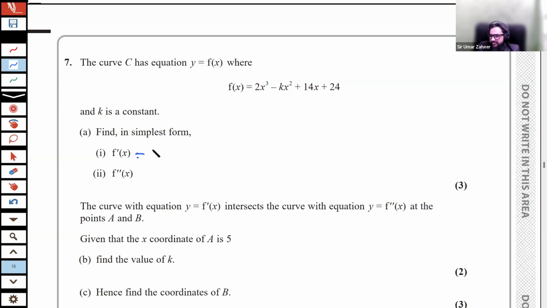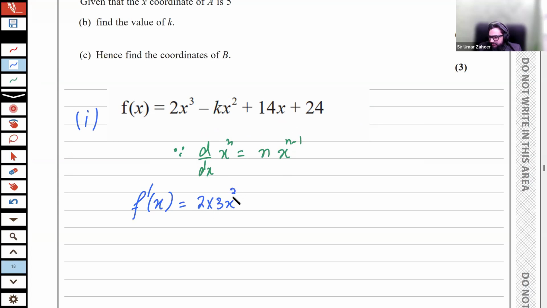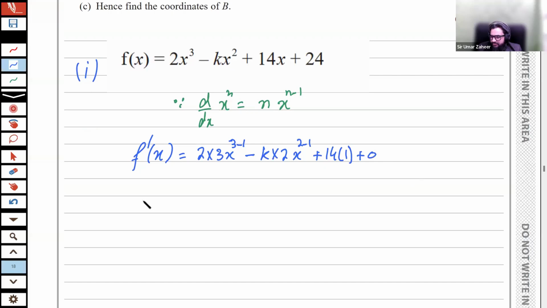We just need to find the derivative of this one. So let's see, we have to take the derivative. We have to take the power at the start. We are going to use d over dx of x to the power n. The formula is you take the power at the start and subtract one from the power. So f dash of x is equal to 2 multiplied by 3x to the power 3 minus 1, minus k multiplied by 2x to the power 2 minus 1. The derivative of x is 1, and the derivative of a constant is 0. So we get that f dash of x is equal to 6x squared minus 2kx plus 14k.